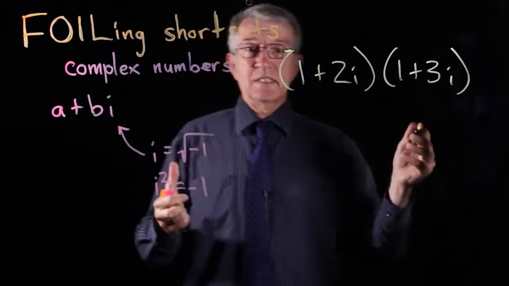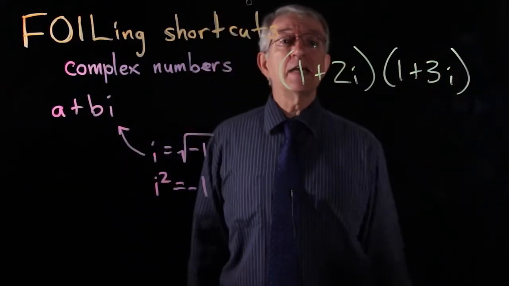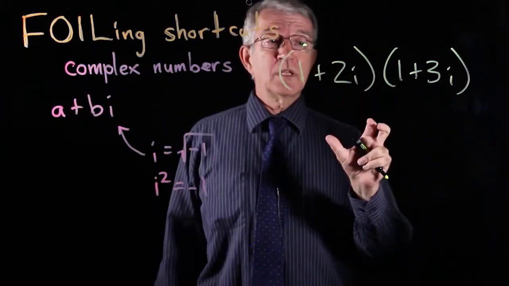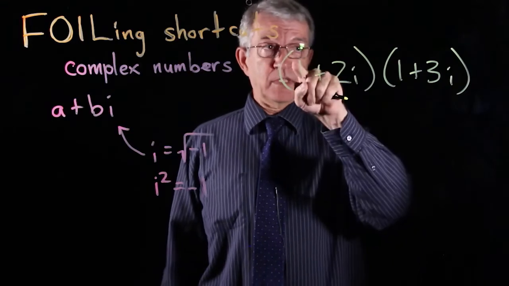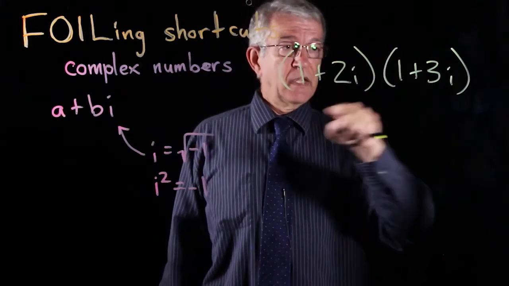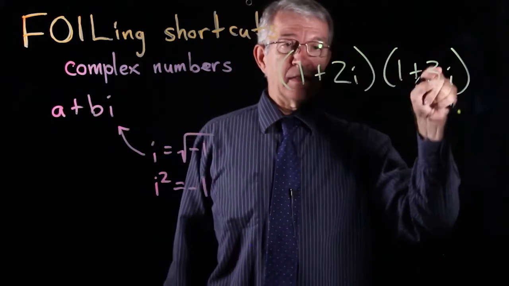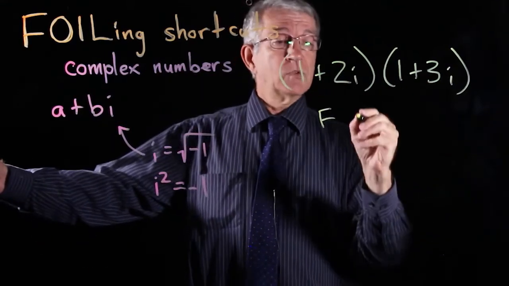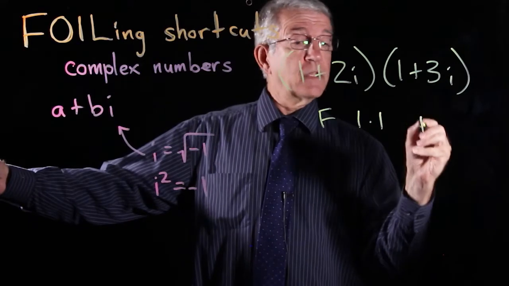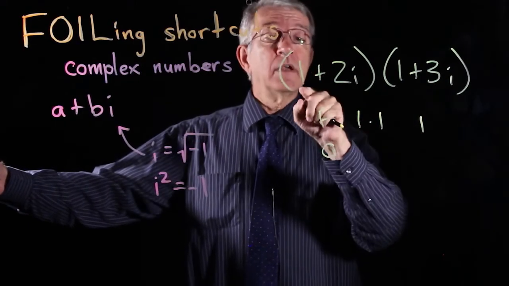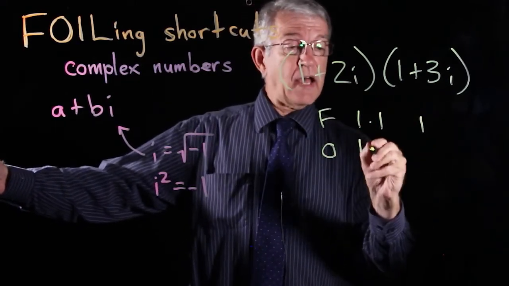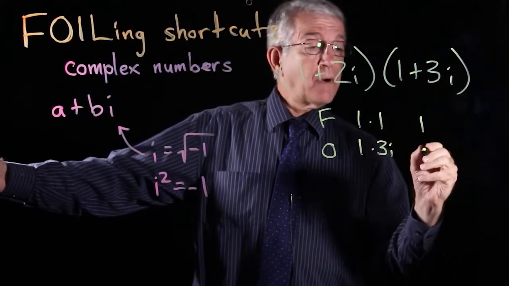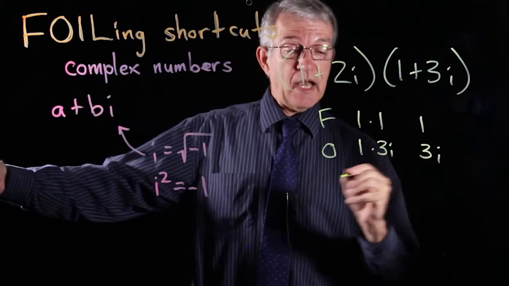And we don't have x's now, we have i's, which actually makes it easier. Things will combine in a slightly different way, but we'll still use the same technique of the first, the outside, the inside, and then the last. So here we go. The first, 1 times 1. Well, that's dirt simple. The outer is 1 times 3i, and 1 times 3 again, do the number part, that's a 3, and then there's an i with it.